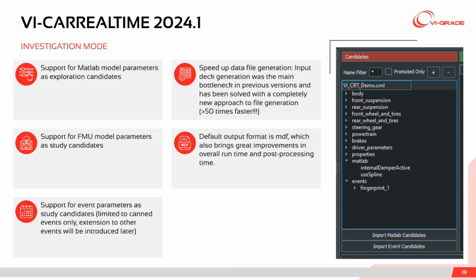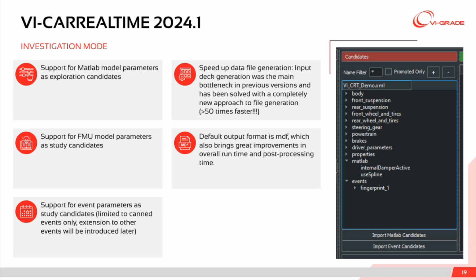Another area of VI-CarRealTime worth mentioning for 2024.1, where a lot of improvement has been done, is the investigation mode. The improvements that we implemented are on the experiment definition side. For those who may not know, VI-CarRealTime investigation mode is the tool that allows to define experiments for design of experiments, and definition of experiment was limited in earlier versions to parameters of the VI-CarRealTime model. It's of course a wide range of parameters, but there were some limitations.